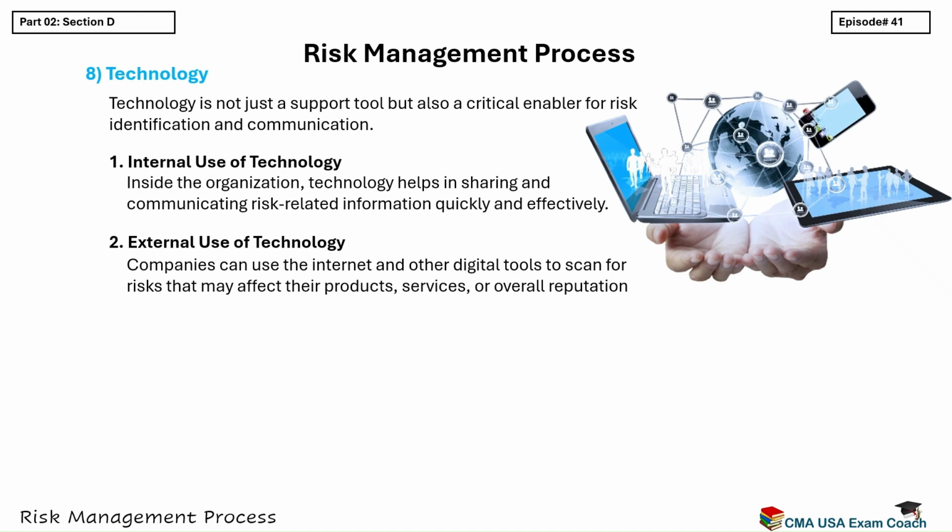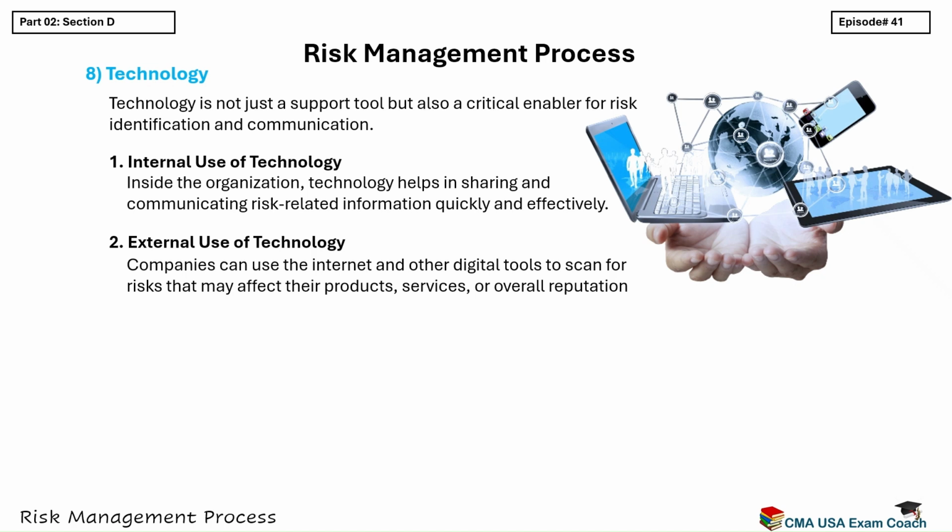In short, external scanning helps the company stay aware of risks outside its direct control, such as political risks, environmental risks, social movements, or changes in consumer sentiment. Why does this matter? In the digital age, risks can appear and spread very quickly. A single customer complaint on social media can go viral within hours and harm the company's reputation. Similarly, regulatory changes published online can immediately affect compliance requirements. By actively using technology, companies can identify risks early and respond faster.